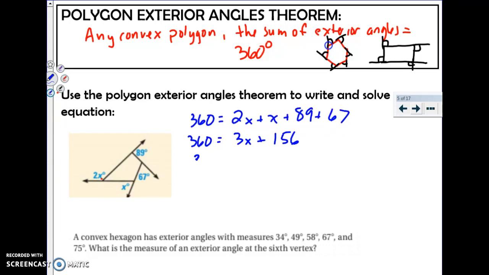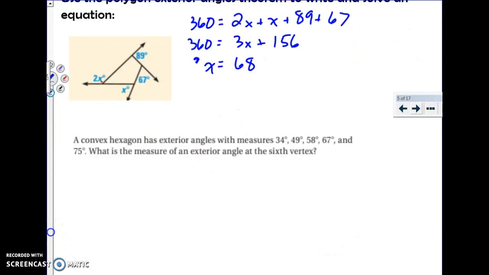And 360 minus 156 and then divided by 3, you're going to get x is equal to 68. So on this one it looks like they're just asking you to solve for x. You don't have to go back in and find an angle measure. But if I'd asked you to do that, you would know this one's 68 and then this one would be 2 times 68, right?